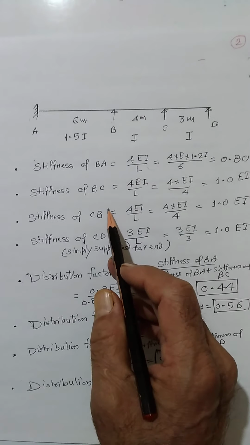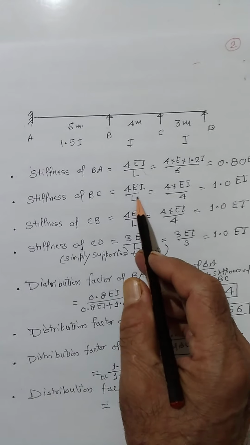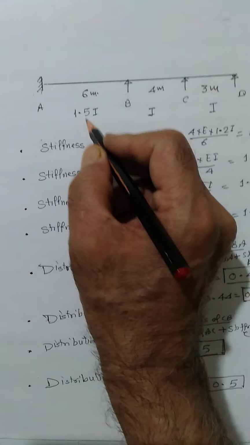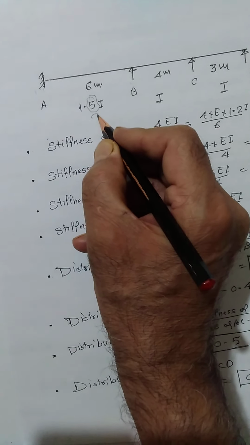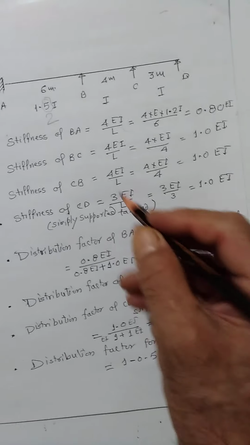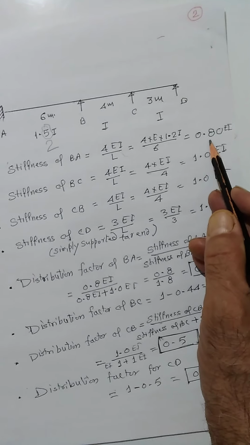Similarly, when I go for BC, it is 1.2, that is 0.8. So it is not 1.5, but it is 1.2. It is taken as 1.2, not 1.5. So 4EI by L, it is 0.8.